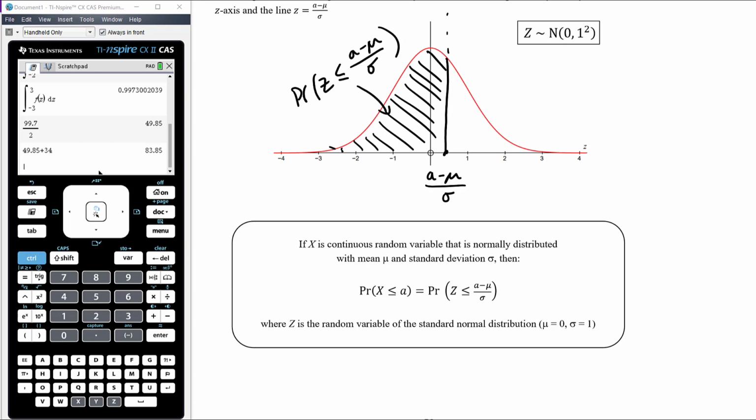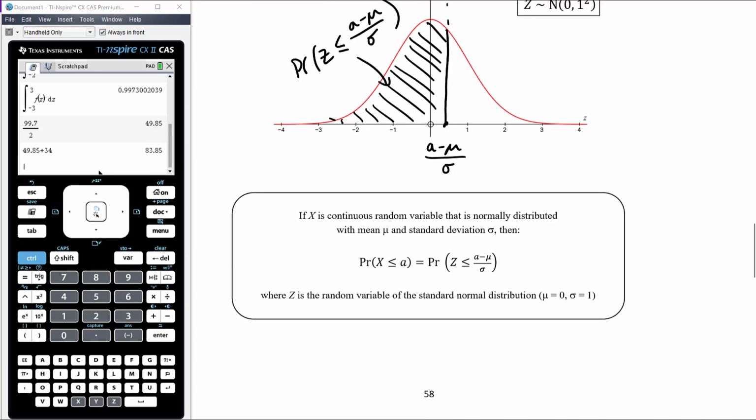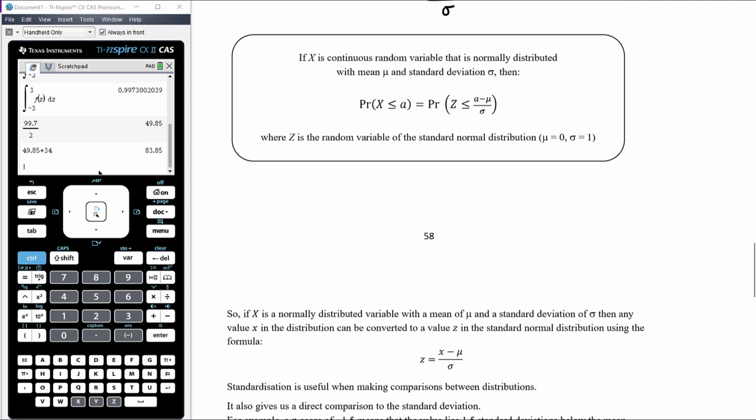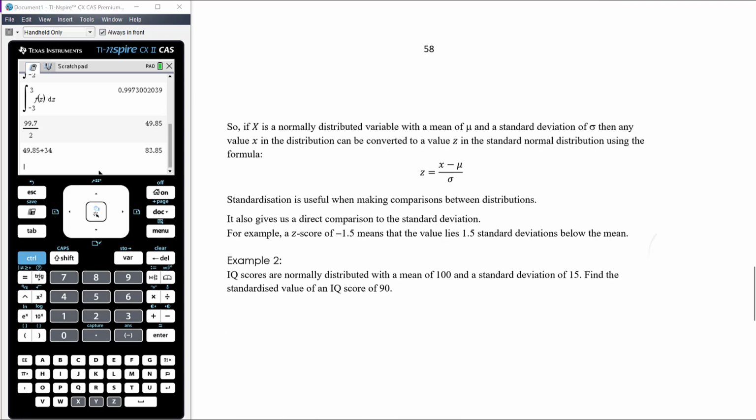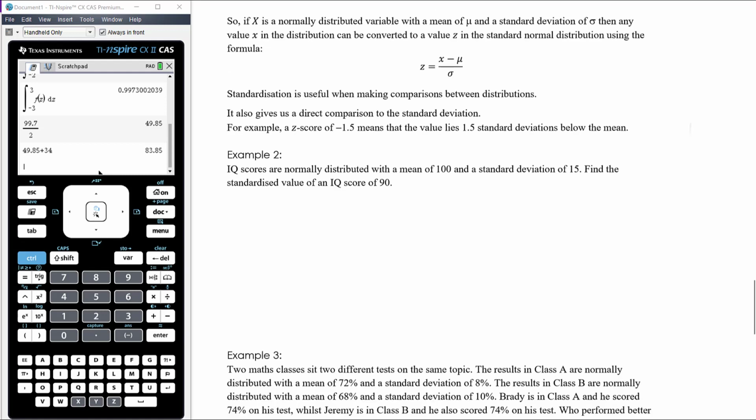So this idea of standardization. Sometimes you'll see a written as x. It doesn't matter. It's an x value in the x distribution, and then we take that x value, subtract the mean and divide by the standard deviation to get it back to a standard distribution. As I said, standardization is important when we are trying to compare things. And the other thing is that it gives you an interpretation.